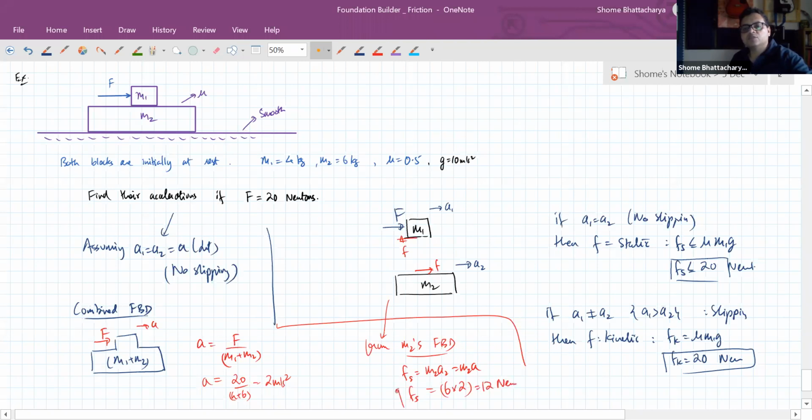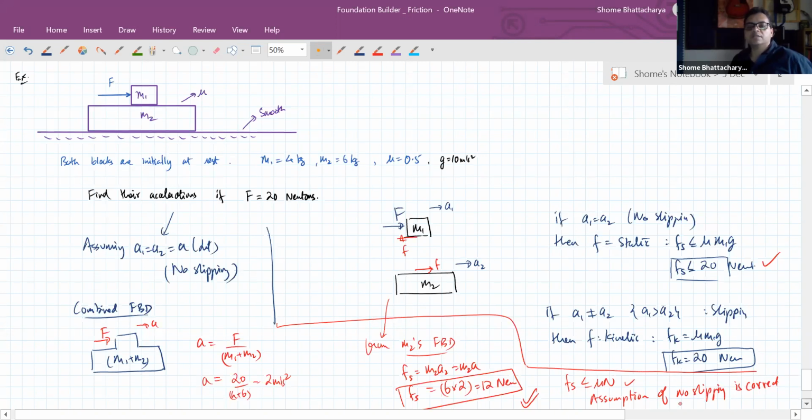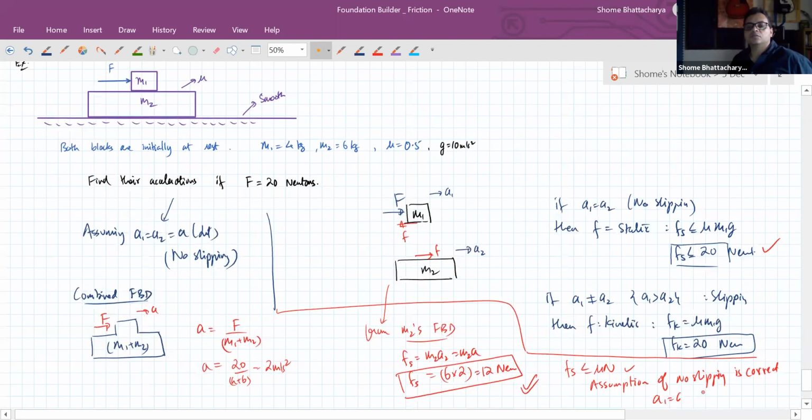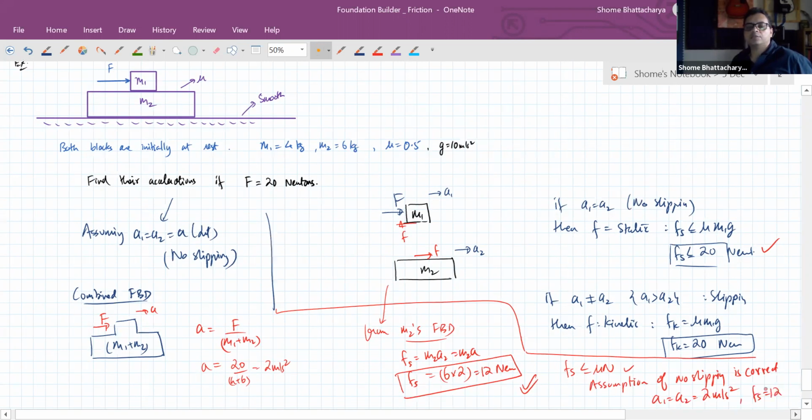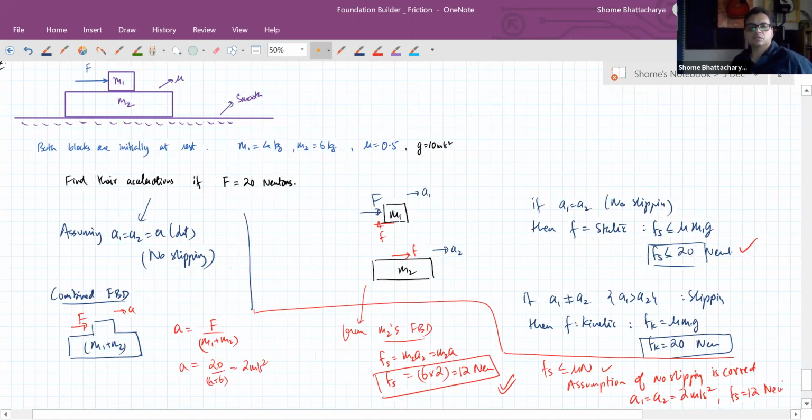So how much static friction do we require? Only 12 newtons. Whereas how much is available? Up to 20 newtons. So this assumption is correct. Since the static friction is less than or equal to mu N, therefore the assumption of no slipping is correct in this case. Okay. So they will have a common acceleration of 2 meters per second square with static friction equal to 12 newtons acting between them. So that becomes the answer for this question.